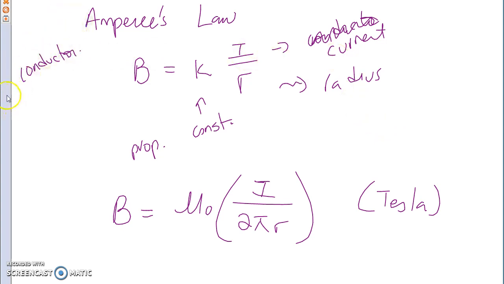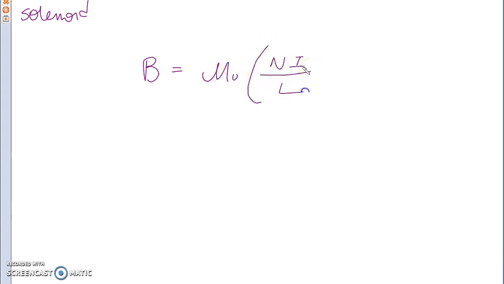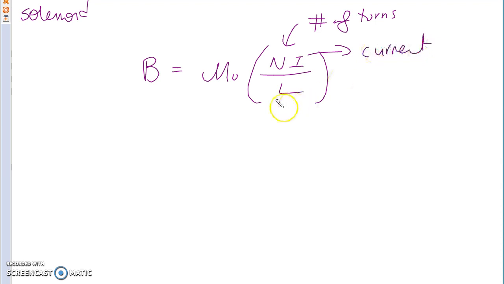If I have a solenoid, which is a coil, then to find my magnetic field, it's B equals mu naught N times I divided by L. N is the number of turns, I is the current, and L is the length of the coil.